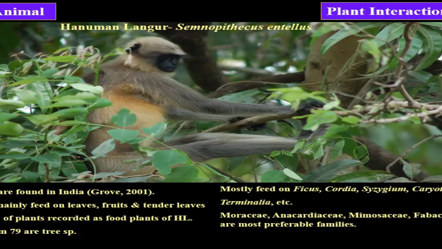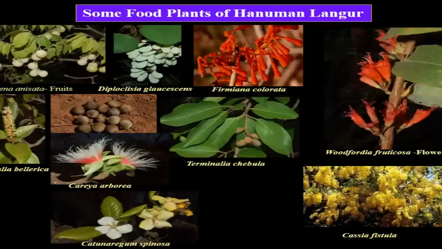No doubt, this particular langur is acting as a signaling element for the ground-dwelling animals like spotted deers, and for the sambar as well. Likewise, these are some food plants of Hanuman langur. Sometimes flowers, sometimes leaves, some fruits, they get consumed by Hanuman langurs.